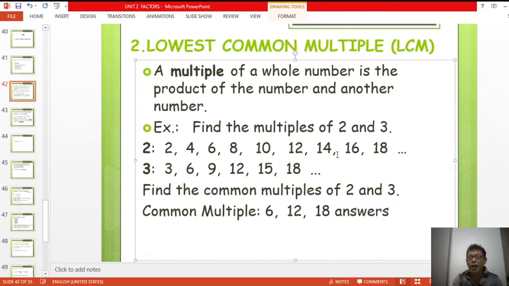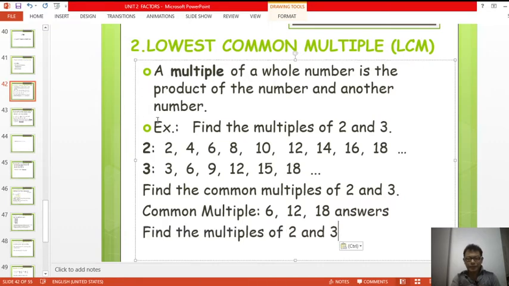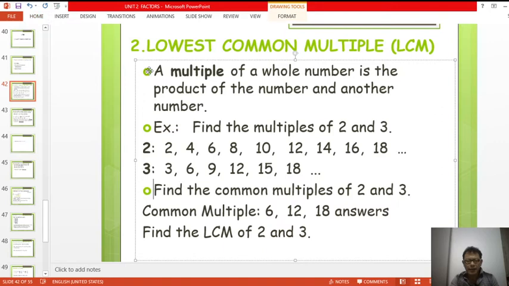What if you are asked to find the LCM of 2 and 3? Now, again, this is an answer. Find the LCM of 2 and 3. Okay, wait, let me do something here so that it will be identified that it's a problem.